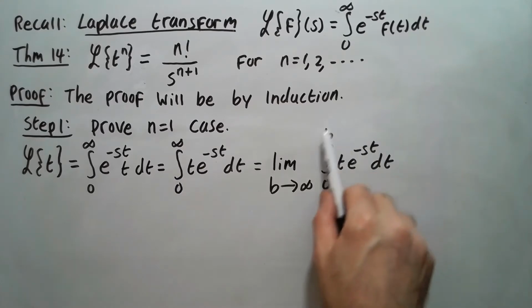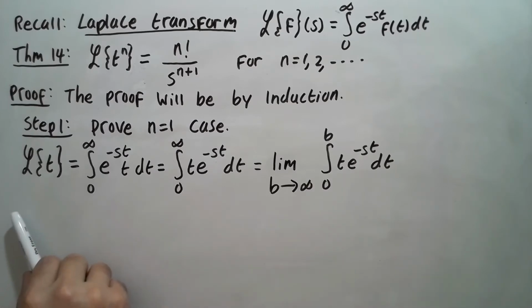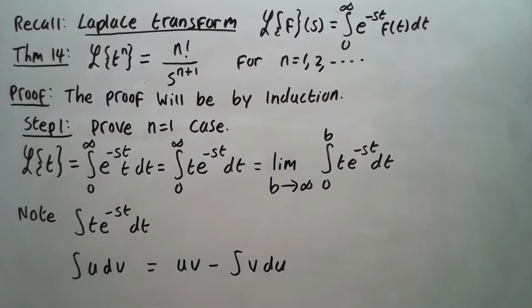Now we're going to have to integrate this. It's going to require integration by parts. So let's note down here integration by parts. Here's my integration by parts formula: integral u dv equals uv minus integral v du. And I'm going to let my u equal t here and my dv equal e to the minus st dt.